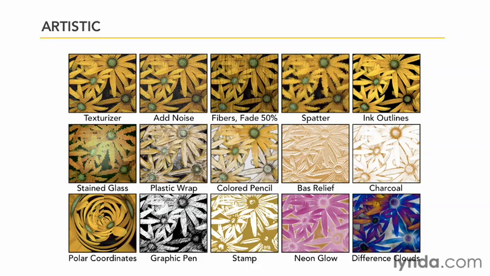You can really do anything from turn your image into a graphic drawing that makes it look like you drew it with pen. You can create a stamp out of it. We can add bas relief. You can make it look like it was done with colored pencil. There's even filters that will distort your images, like pull them to polar coordinates or add waves or spatters to them. So when you have a little bit of time, I would highly recommend that you just go through the filter gallery and take a look at all of the different effects that you can achieve.